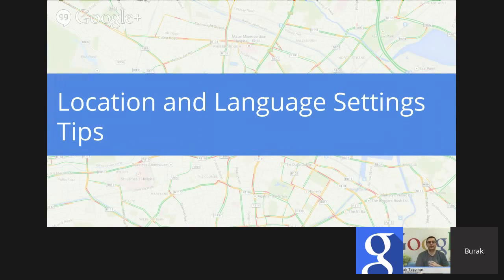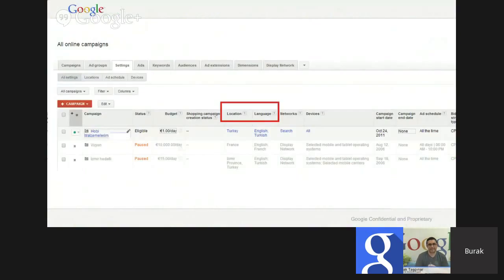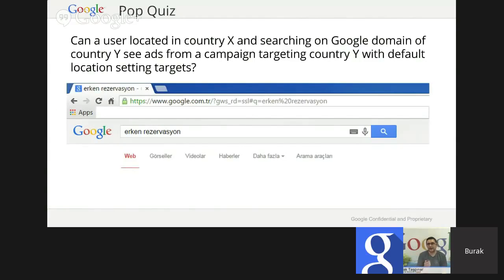Now we have location and language settings tips. It sounds pretty easy, right? Pretty simple. Okay, what's the matter with location and language? Should be pretty simple. We just add the country and language. It shows there, right? Well, not quite right. I like to ask this question in my trainings, and because I get so many wrong answers, I keep asking this question in all the trainings that I do.